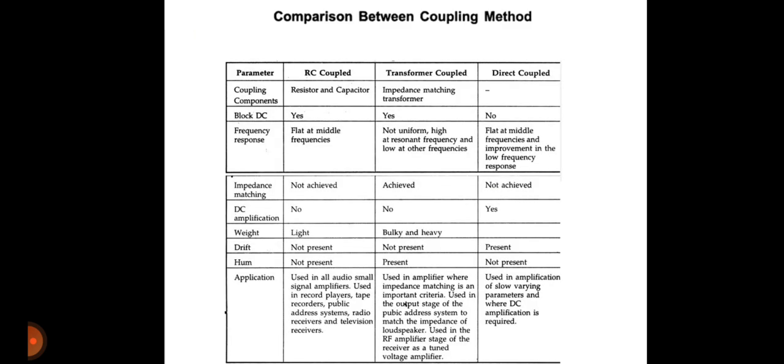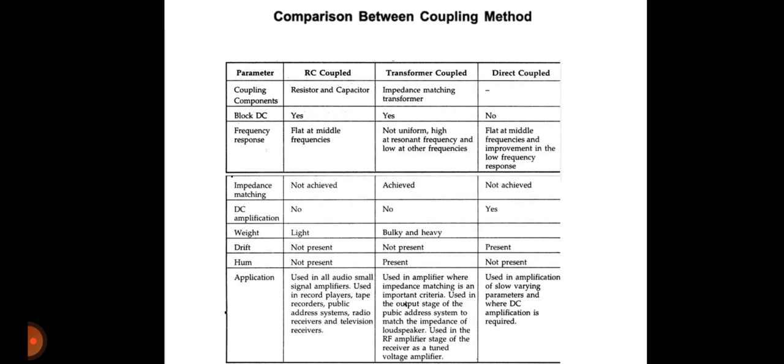Now let us compare the three coupling amplifiers. First one is RC coupled, transformer coupled, direct coupled. What are the coupling components in RC coupled? Resistor and capacitor. What is the coupling element in transformer coupled? Impedance matching transformer. In direct coupled, there are no coupling elements. In RC coupled amplifier DC will be blocked, in transformer coupled DC will be blocked, whereas in direct coupled amplifier DC component will not be blocked.